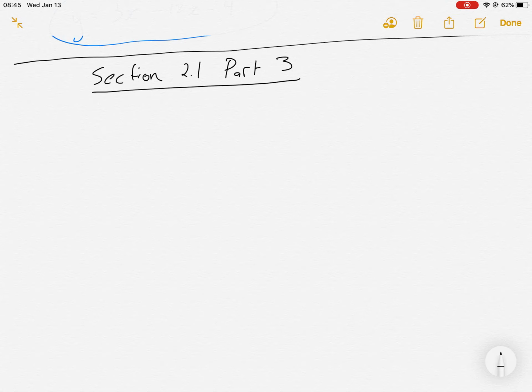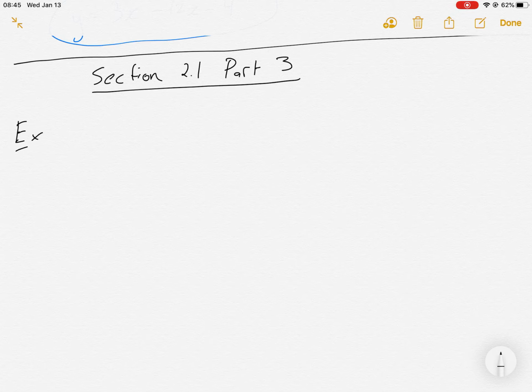In the final video for section 2.1, we're going to do two things. First, we're going to figure out, given a graph, what is the equation of the parabola? And then also I'm going to spend a little bit more time at the end talking about finding the roots, and we're going to review the quadratic formula. So first of all, let's talk about, if we're given a graph, what we can do to find the equation.